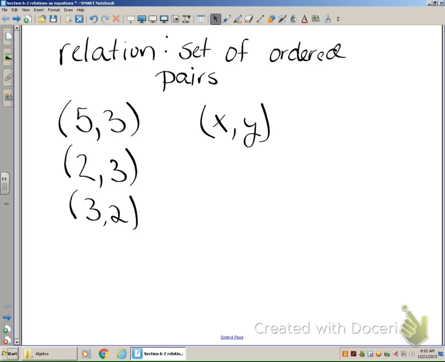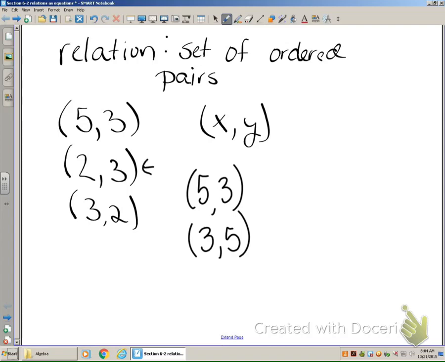A relation is just a set of ordered pairs. So if I have (5, 3), (2, 3), (3, 2), that's a set of ordered pairs, and those are known as a relation. If I wanted to look at the inverse of that relation, remember the inverse is where I just switch. So the inverse of the ordered pair (5, 3), we just switched the order of the coordinates, so it becomes (3, 5). The inverse of this one would be (3, 2). The inverse of this one would be (2, 3).